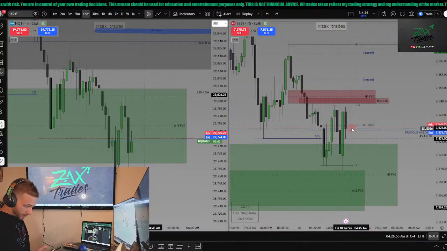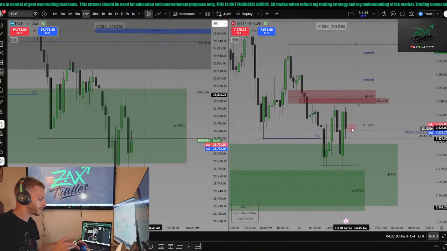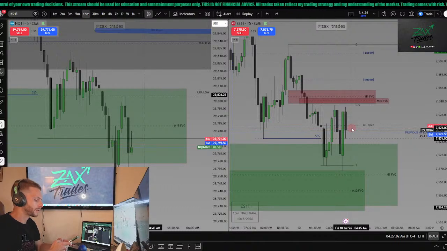Now, potentially the 6 a.m. candle could deliver up there. Maybe the 10 a.m. New York a.m. candle does.